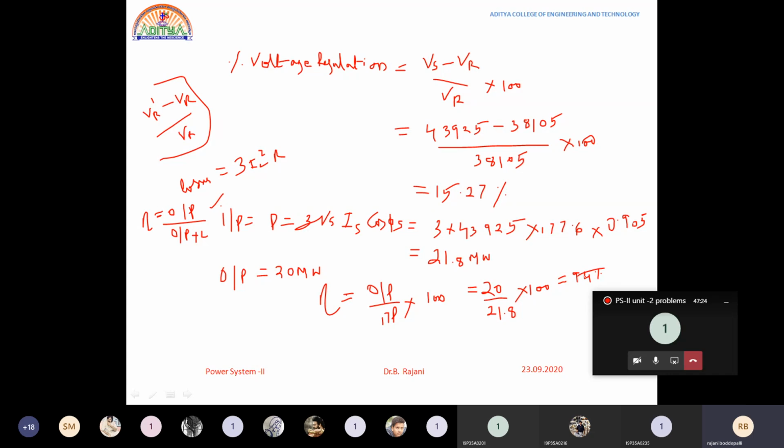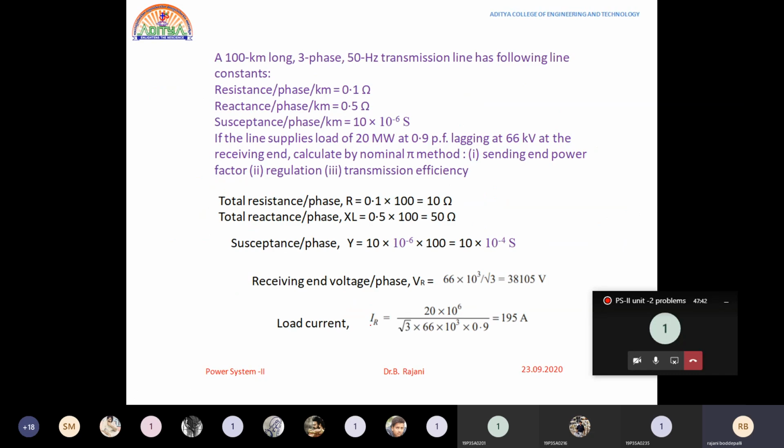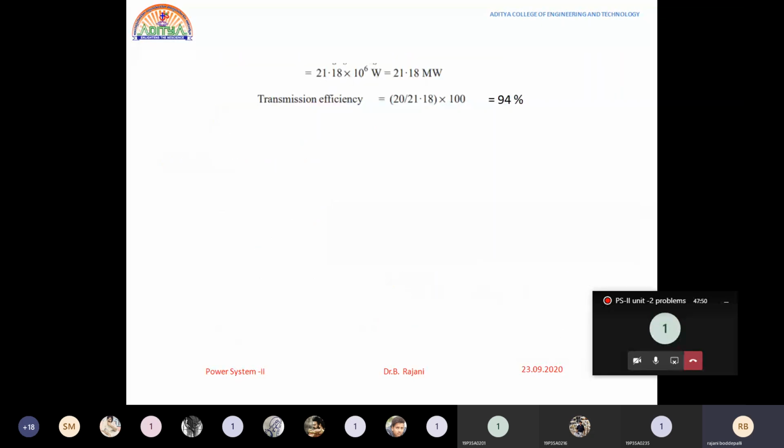This is how we are finding the efficiency. Now this problem is completed. Now let us see the other problem, and this is the problem we have done, the same problem. Here it is 91.7, right?